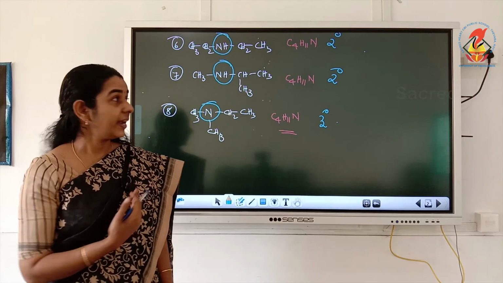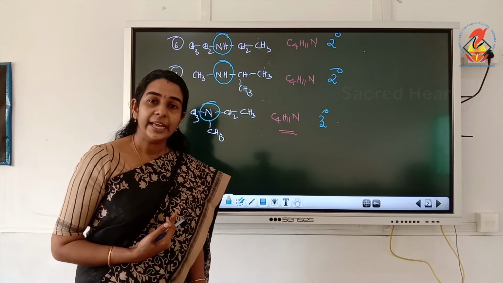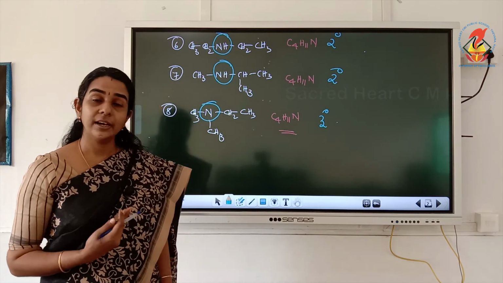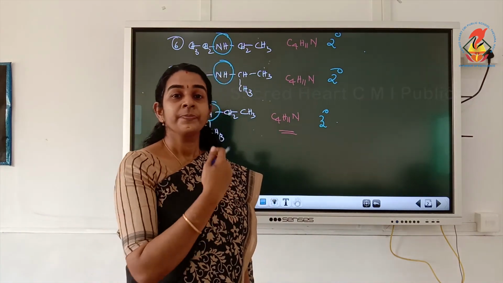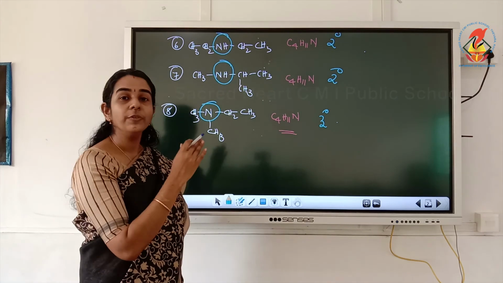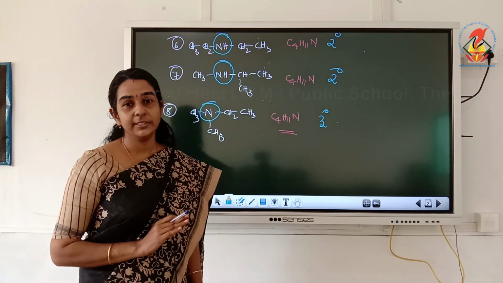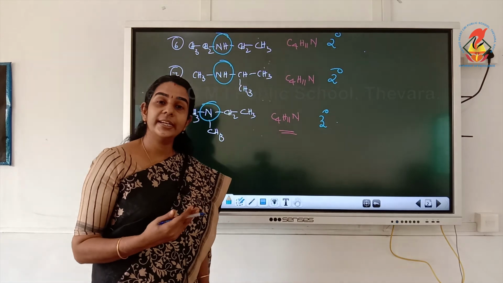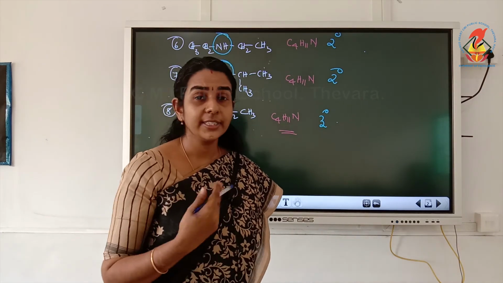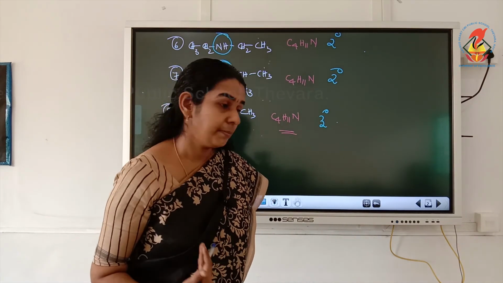So these are the pattern of questions coming for the exam. A question will come to write the isomers of a compound with a given molecular formula. So find out the possibilities with primary amines, secondary amines and tertiary amines.